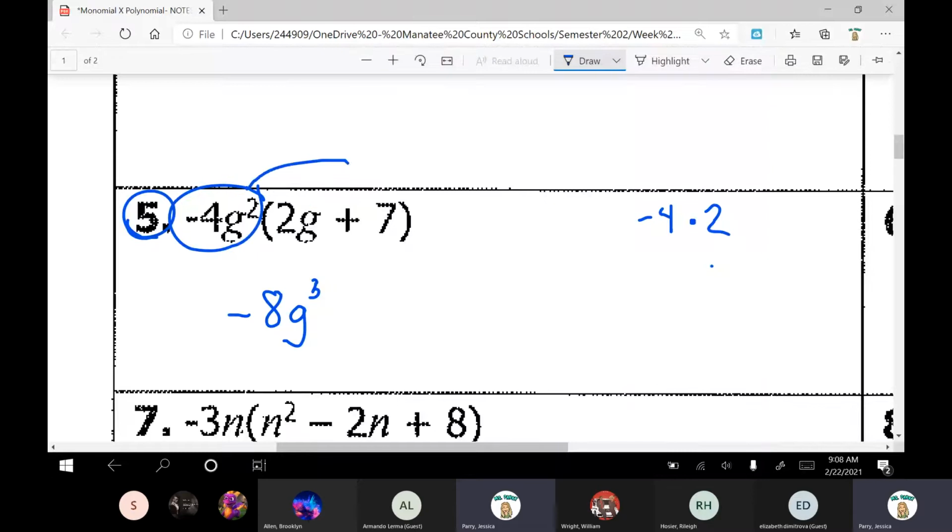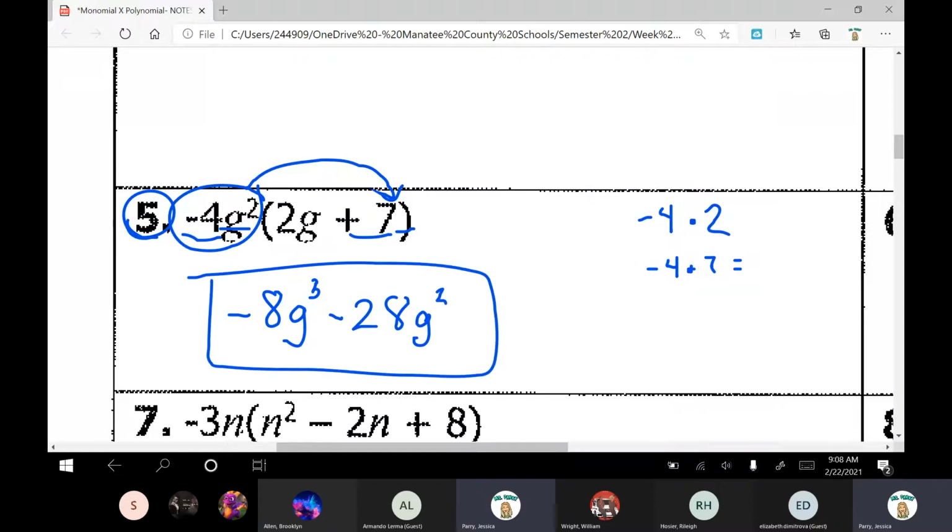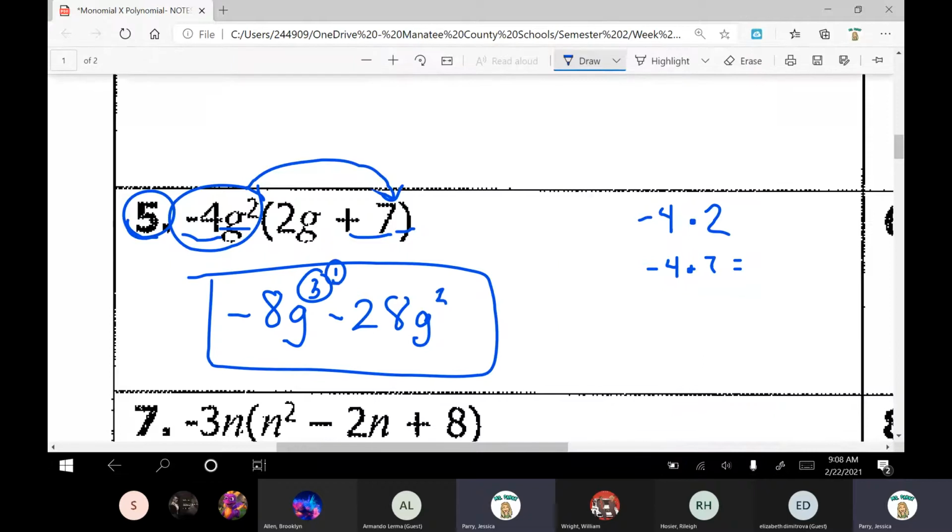This times this positive 7. Negative 4 times positive 7. Multiply your numbers first. Negative 4 times positive 7, and then we get negative 28. And then we've got the variable g squared times nothing else over here. So just rewrite your g squared right next to it. And then it's all finished. Number 5 is all done because it's in standard form. Highest exponent first, and then everything following through after that. So that's good.